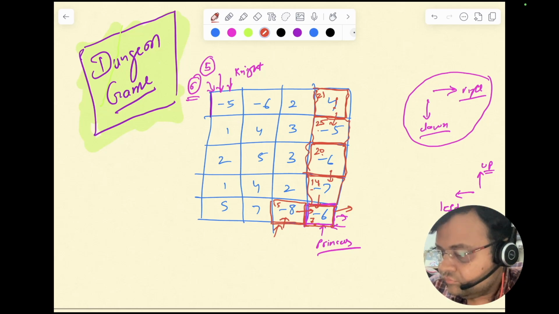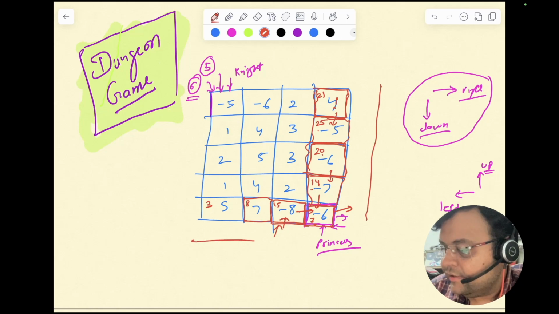Now let's see, we want 15 points here before entering into this room. So how many points will we need before entering? We need 8, right? 8 plus 7 is 15. Similarly, we need 3 here, correct? 3 plus 5 is 8. Okay, so we are sorted for the outer boundary, right? So for the right and the bottom boundary, we are sorted.